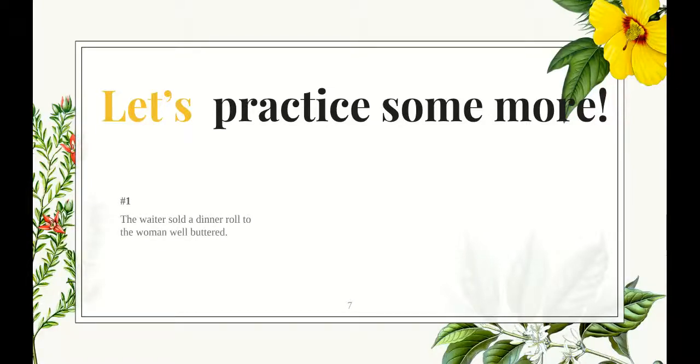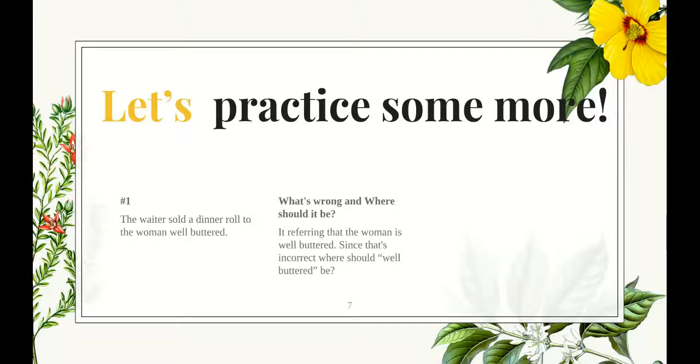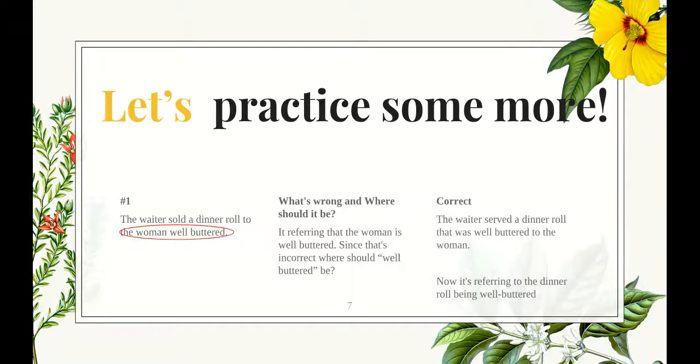Number 1, the waitress sold a dinner roll to the woman, well buttered. What's wrong and where should it be? It's referring that the woman is well buttered. Since that's incorrect, where should well buttered be? The woman, well buttered, is misplaced. The correct answer is the waiter served a dinner roll that was well buttered to the woman. Now it's referring to the dinner roll being well buttered.